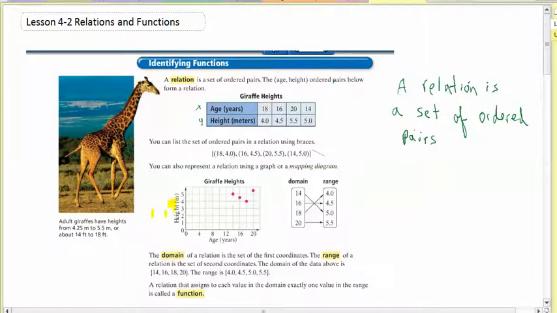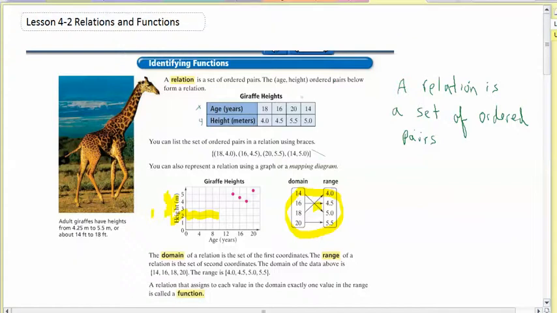So right in this area right here, looking at this. And then we can also do it by mapping. And mapping is right over here. Okay, so all those are relations. Okay, the domain. The domain of a relation is the set of first coordinates. So domain is another name for x.